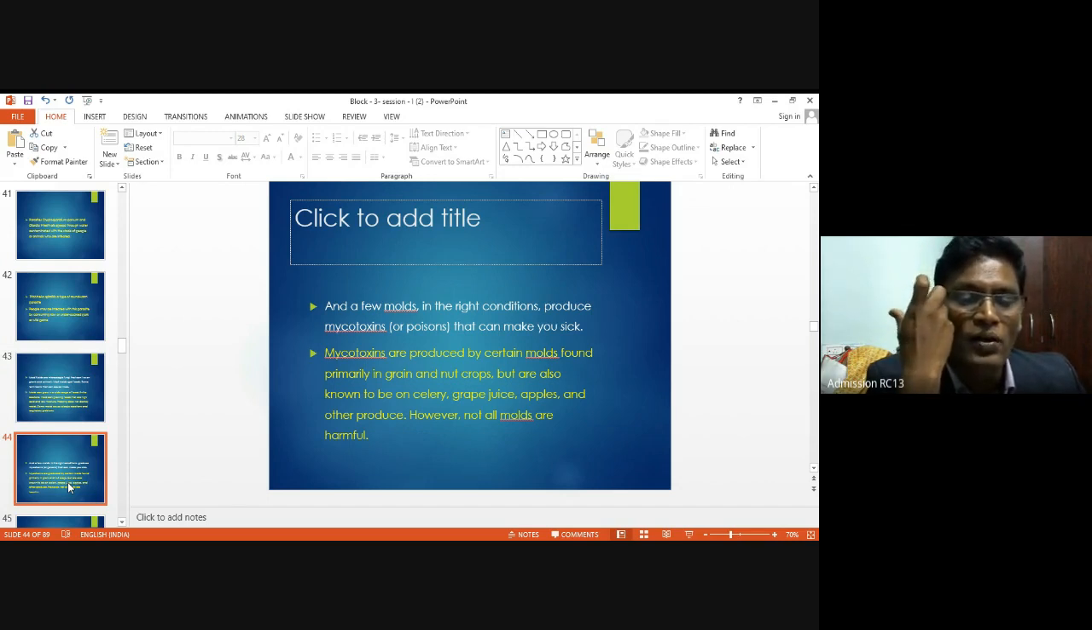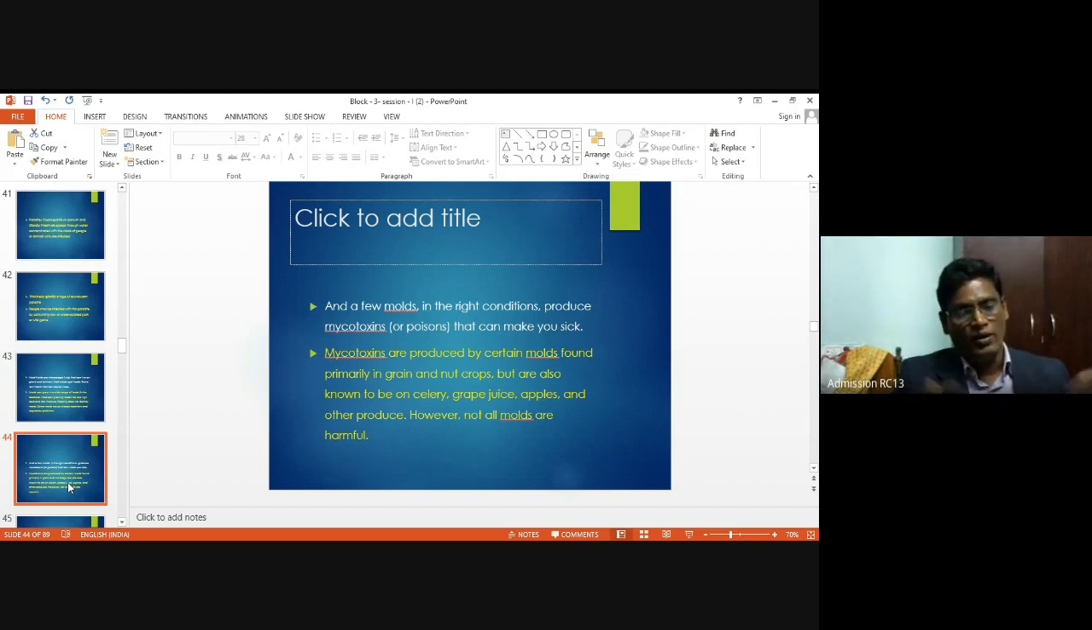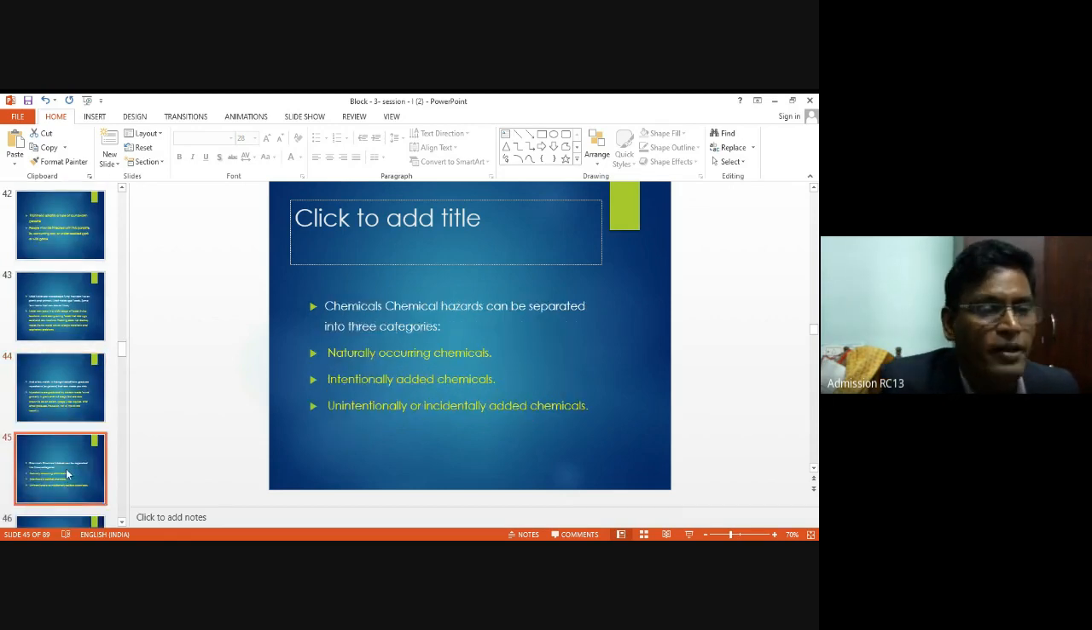However, not all molds are harmful. Not all groups of these molds are harmful, but some of them, particularly the mycotoxins, are toxic to the human body.